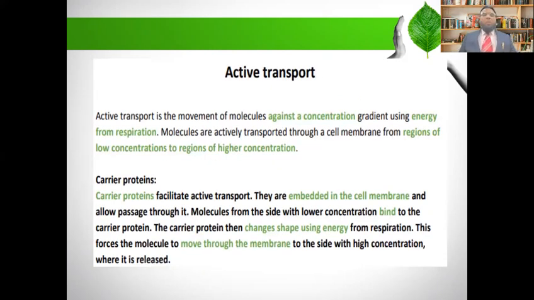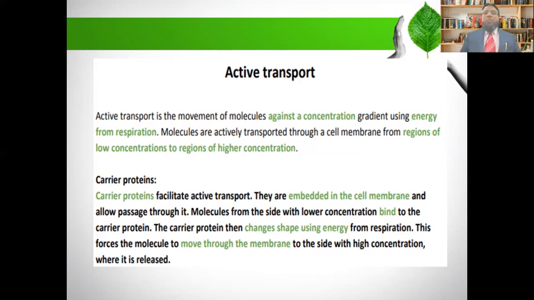Now active transport. See, the difference between passive and active transport: as we already discussed, passive transport is the transport in which molecules move from high concentration to lower concentration. But in active transport, molecules move from lower concentration to higher concentration. In passive transport, energy is not required for the movement of the molecules, but in active transport, energy is required, because these molecules are moving from lower concentration to higher concentration.